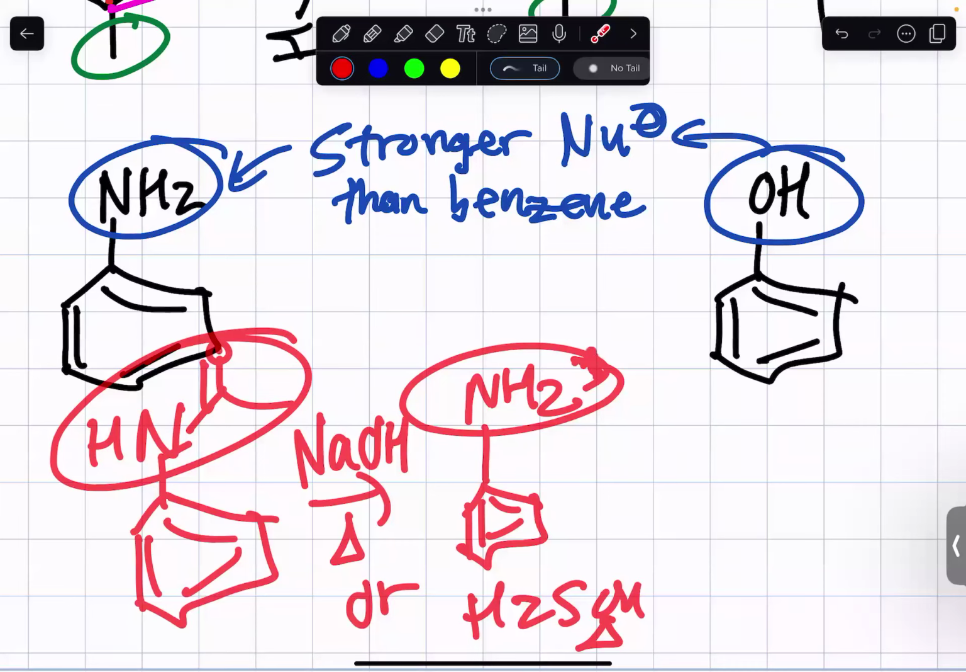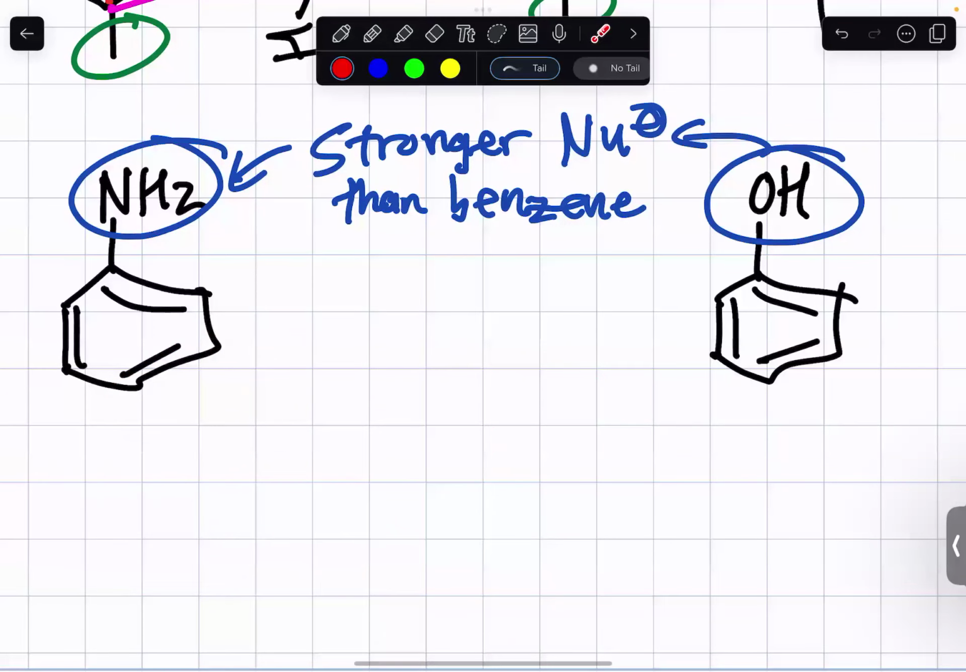Okay, and then you only need to protect it for Friedel-Crafts. So like, let's say if you were to do nitration, it would still go para. Yeah. It's only for Friedel-Crafts reactions. Okay, got it.